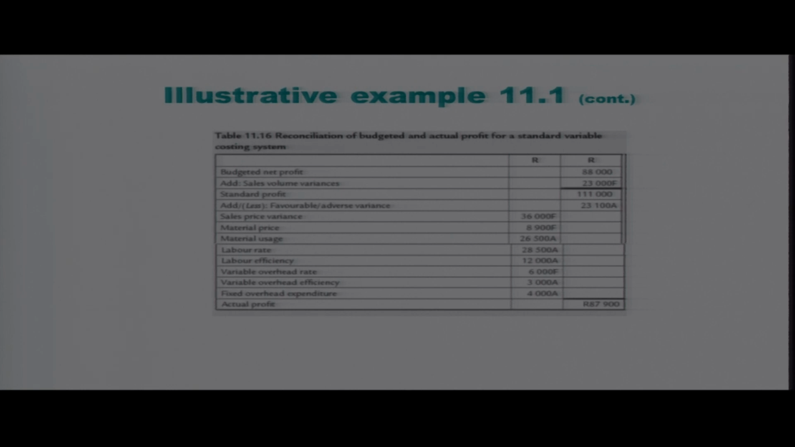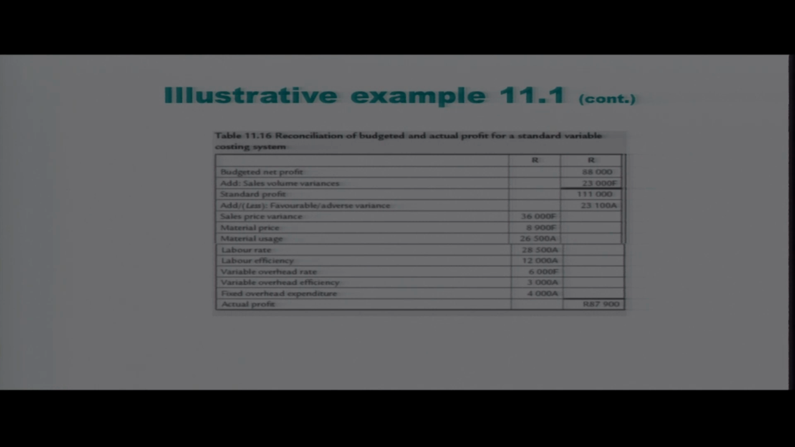23,100. The 23,100 will then be subtracted from our standard profit of 111,000, which will then leave us with the actual profit of 87,900. If your calculation does not come to the actual profit, it means you have made a mistake in your calculations. So you'll have to go back and check yourself.